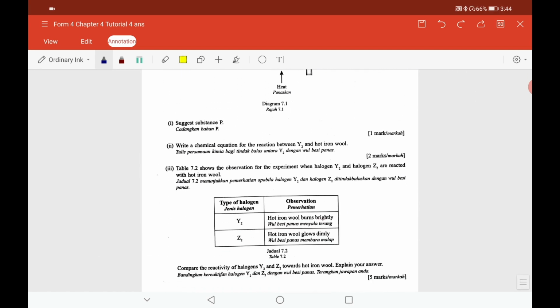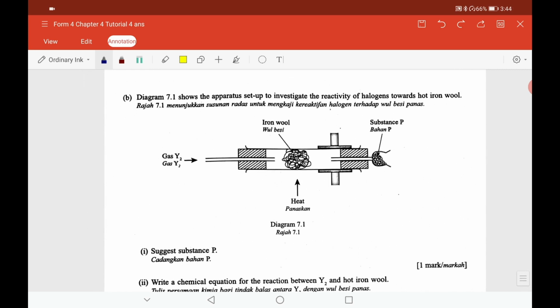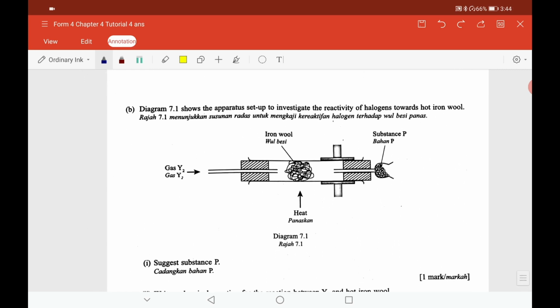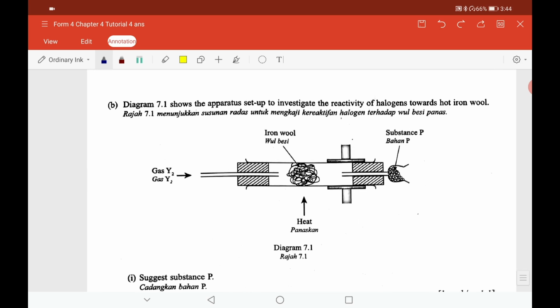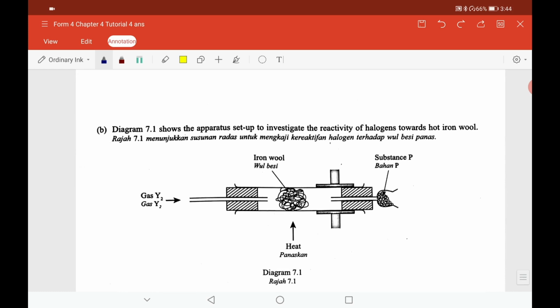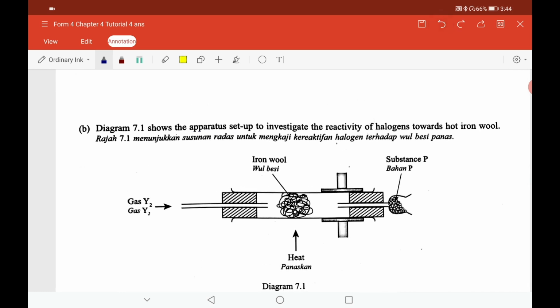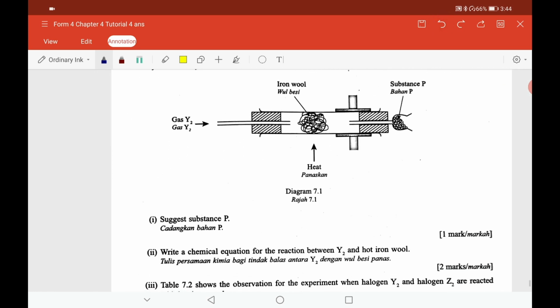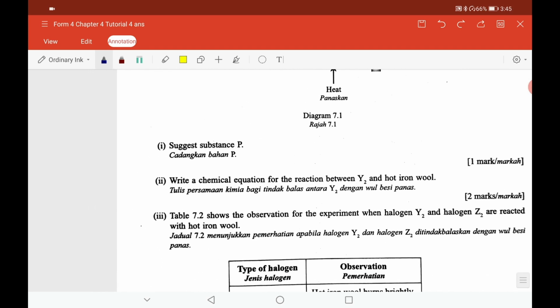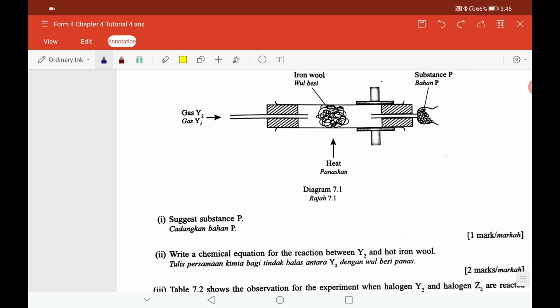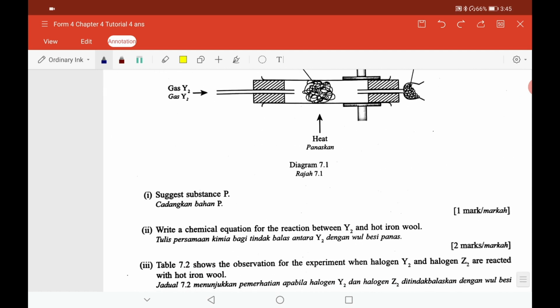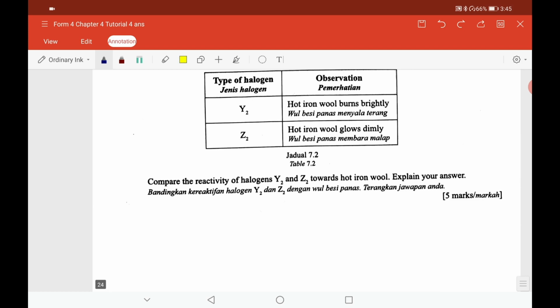Now we will go for the last question. This is an essay question. This is the last question for your tutorial number 4. Diagram 7.1 shows the apparatus setup to investigate the reactivity between halogen and iron wool. We know halogen can react with iron. The first question asks us to suggest material P. What is material P here?